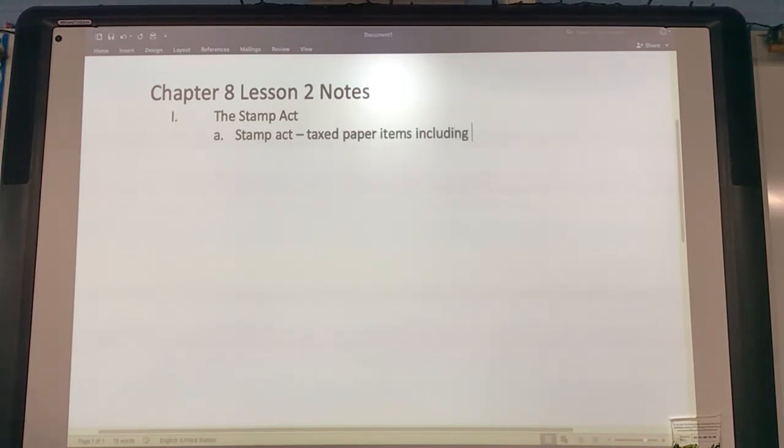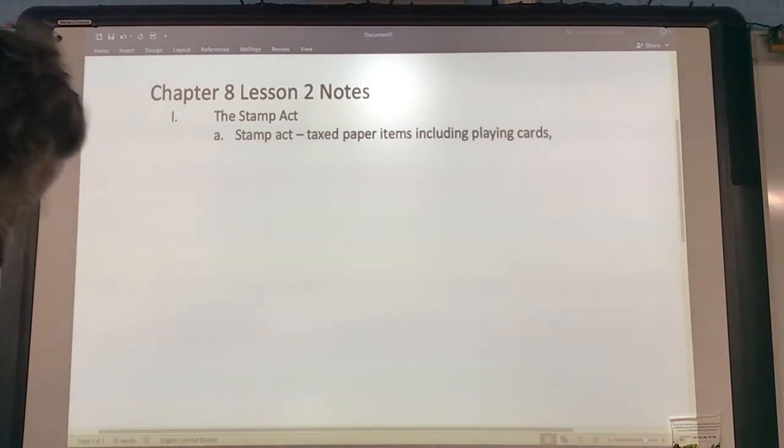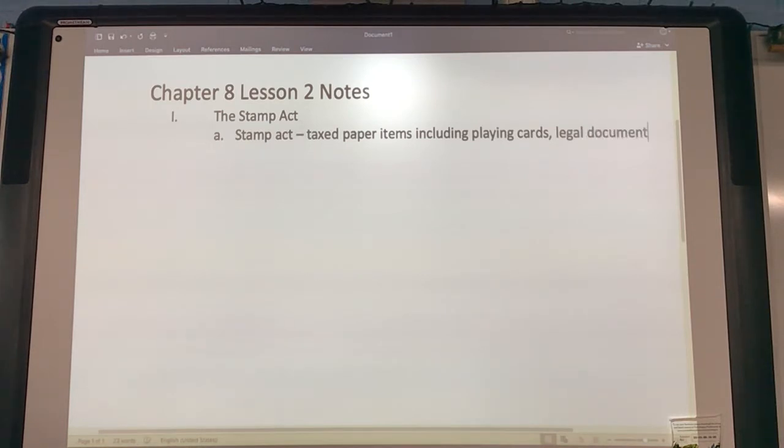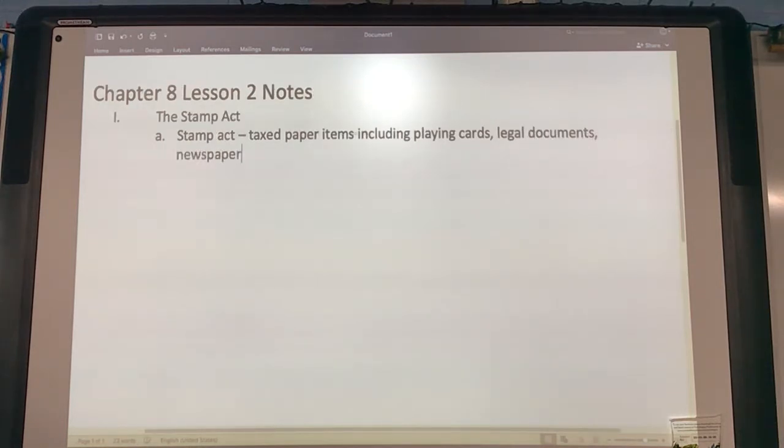Including, they said, playing cards, legal documents, newspapers. So all of those were taxed. Anything paper related.